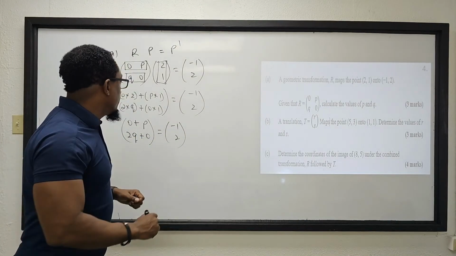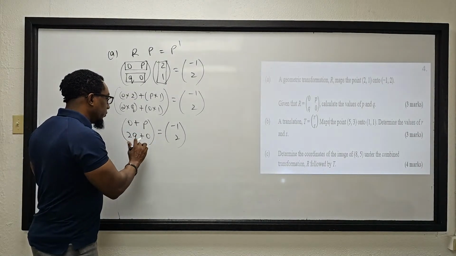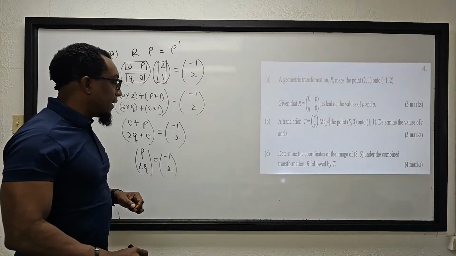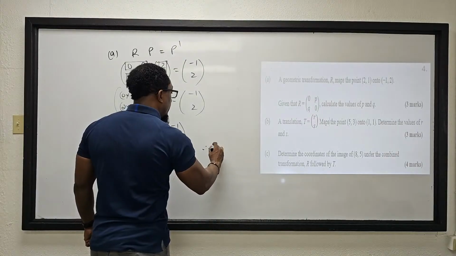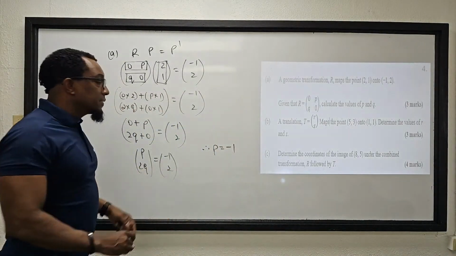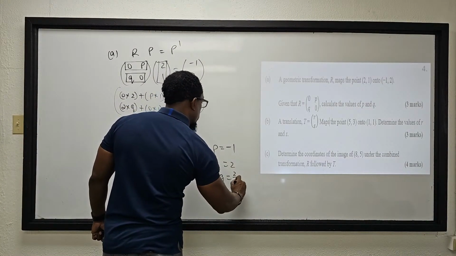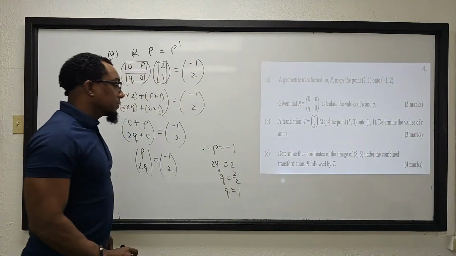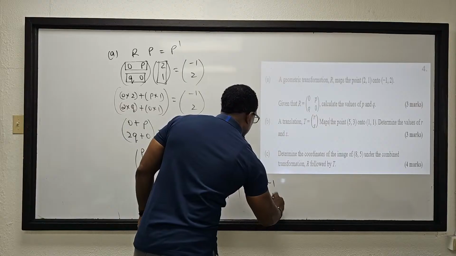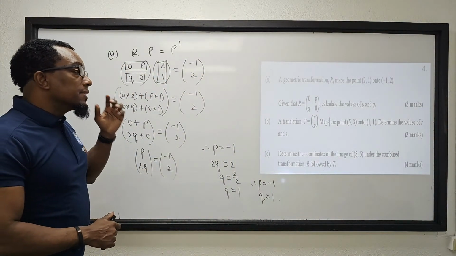What we can do here is simply create a pair of equations: 0 plus P is P, and 2Q plus 0 is 2Q, equal to (-1, 2), and we can easily find P and Q. Therefore, equating, P is equal to -1, and equating 2Q is equal to 2, so Q is equal to 2 divided by 2, Q is 1. So we have found P and we have found Q, so therefore P is -1 and Q is 1.